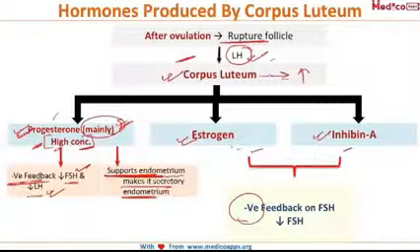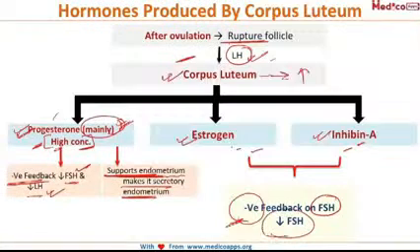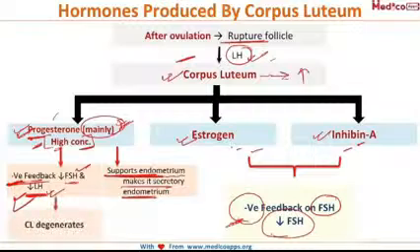And this estrogen and inhibin A will have a negative feedback action on the FSH, subsequently decreasing the FSH values. Now we told that this high level of progesterone causes a negative feedback action and decreases the LH values. Now this decrease in the LH will cause the degeneration of the corpus luteum, because it was this LH hormone which was maintaining the corpus luteum. So as the LH levels fall, the corpus luteum degenerates.